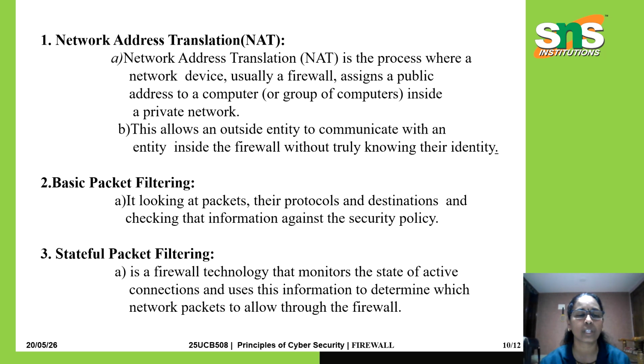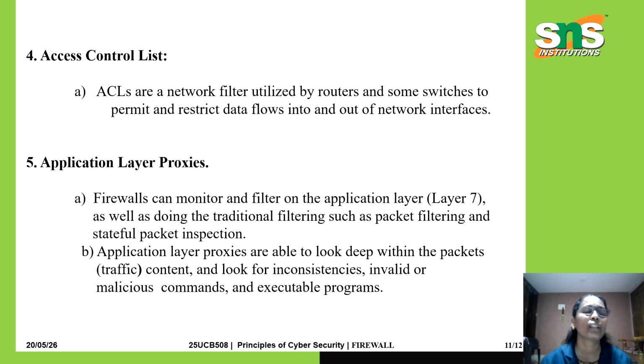Basic packet filtration looks at a packet, its protocols and destination, and checks that information against the security policy. The third one is stateful packet filtration. It is a firewall technology that monitors the state of active connections and uses this information to determine which network packets to allow through the firewall. Then access control: the ACL, or network filter, is utilized by routers and some switches to permit and restrict data flow into and out of a network interface.